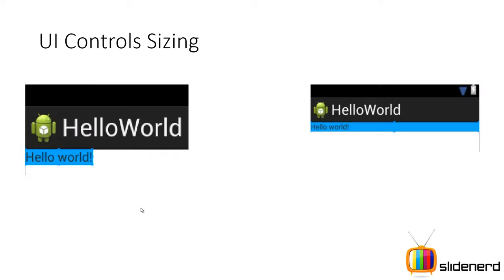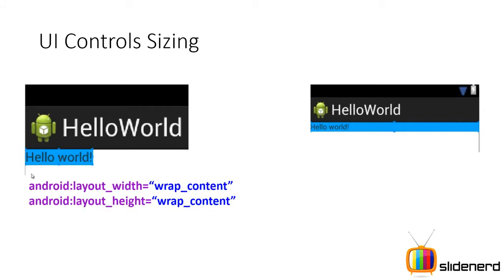For each control, like text view or your button or whatever, you have to specify its width and height, alright. So the layout width and layout height, as they are called in Android. If you see this hello world text, this blue color is the complete control. I've highlighted your text view with dark blue so that you know exactly how big it is. In this case, I have specified the layout width as wrap content and the layout height also as wrap content.